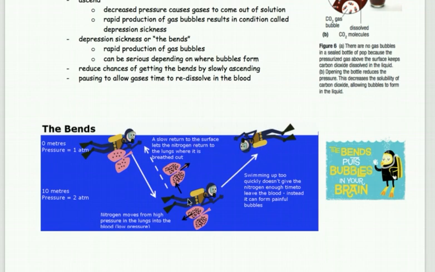So that's why they say that when you do a deep dive, you have to come back up slowly. So you float back up, stay at that level, then float back up to another level, and slowly back up to the top. So a lot of stuff today.